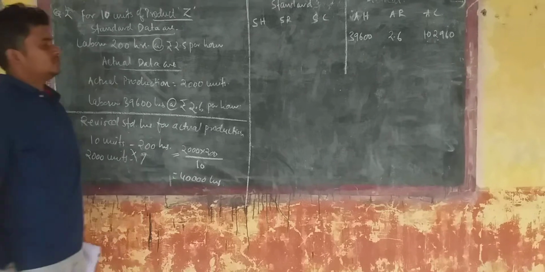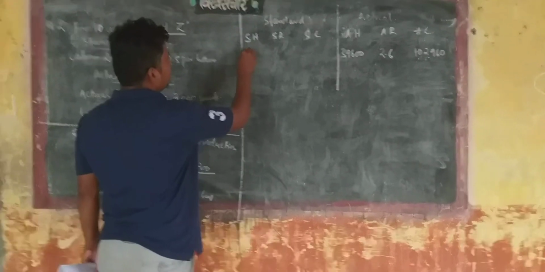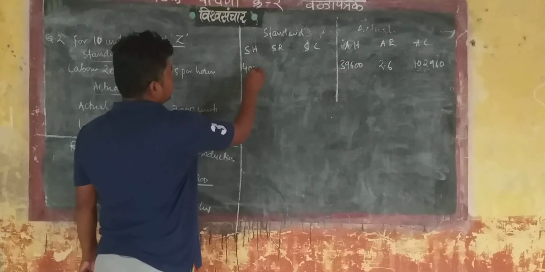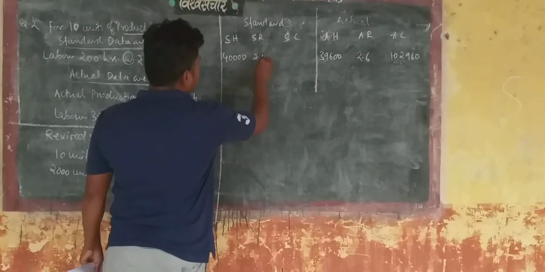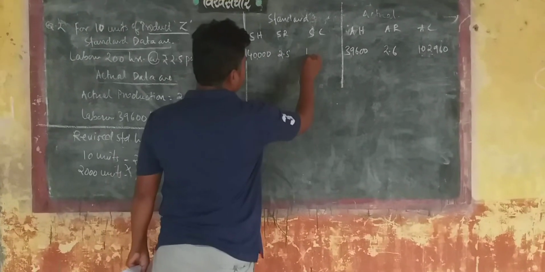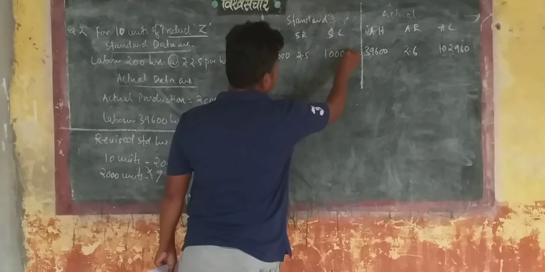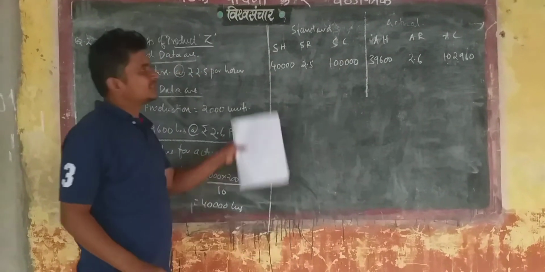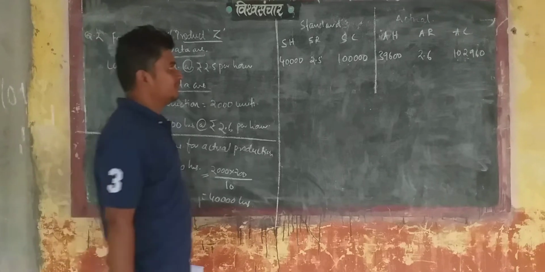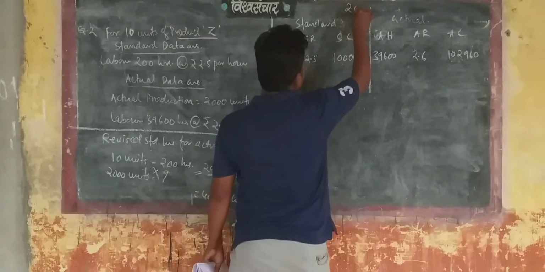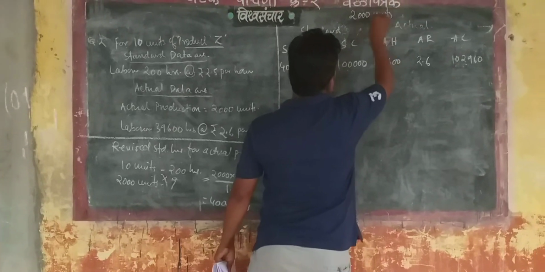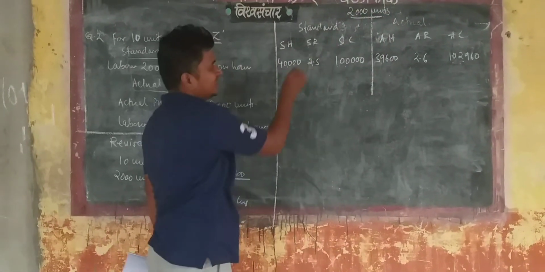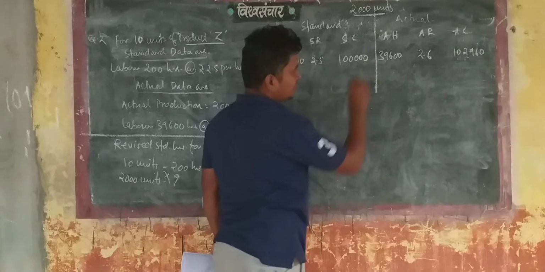So our standard hours come to 40,000. Standard rate we have paid is 2.5. So 40,000 into 2.5, and standard cost comes to 1 lakh. Now this comparison is possible. Now we can calculate differences. For 2000 units standard data is this, and for 2000 units actual data is this.